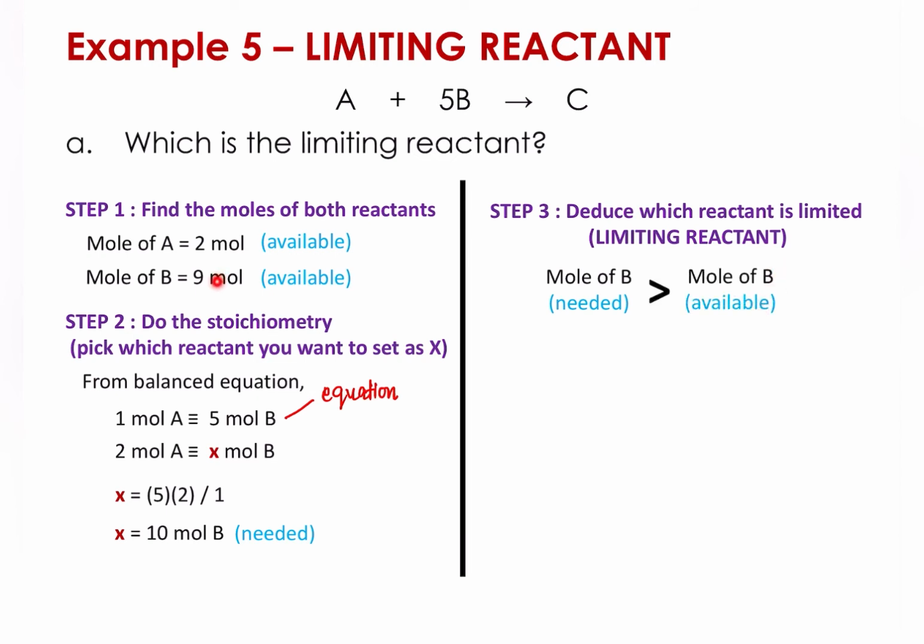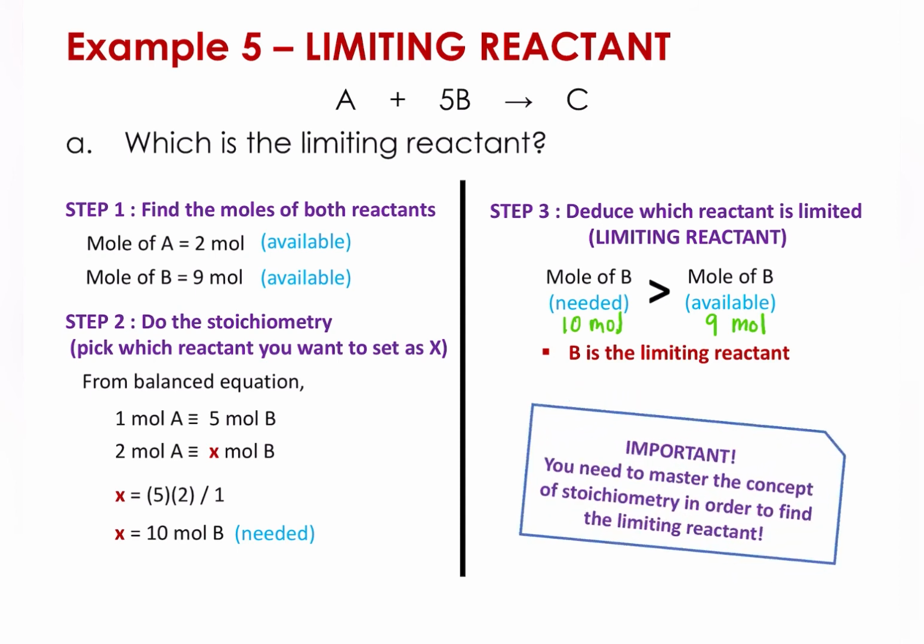Dalam kes ini, 9 mole. So, what I can state here, mole of B needed adalah 10 mole. Apa yang kita cari daripada stoichiometry, dan mole of B available adalah 9 mole. So sebenarnya cukup tak? Seolah-olah seperti mana kita ada duit available RM9, tapi kita nak beli something yang harganya RM10. So cukup ke limited? So maknanya kita ada limited duit. So maknanya what I can say here as comparison with that analogy, B is my limiting reactant.